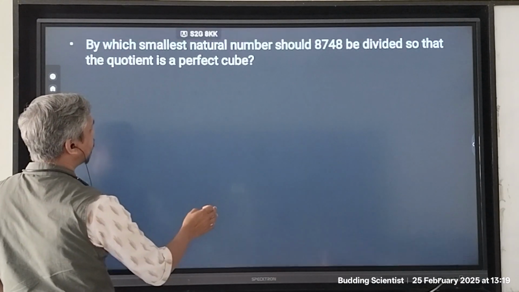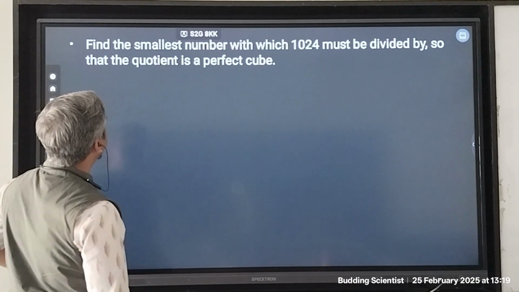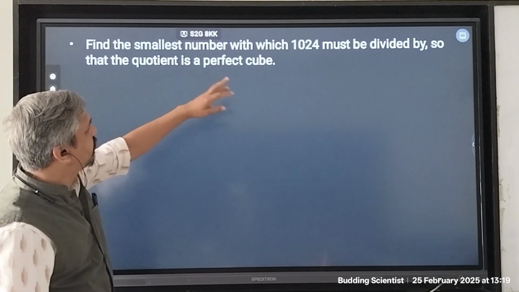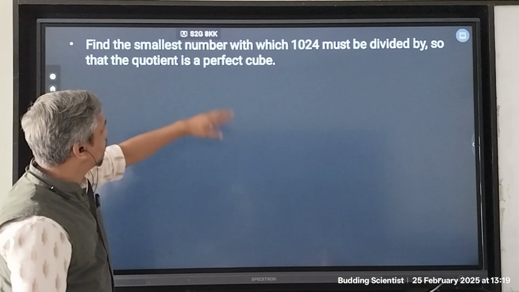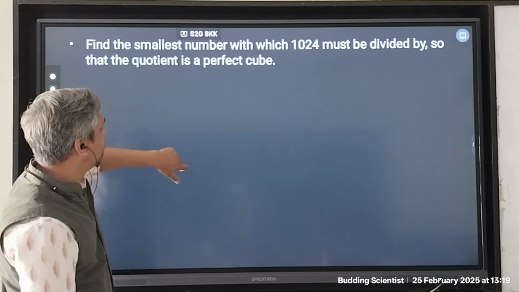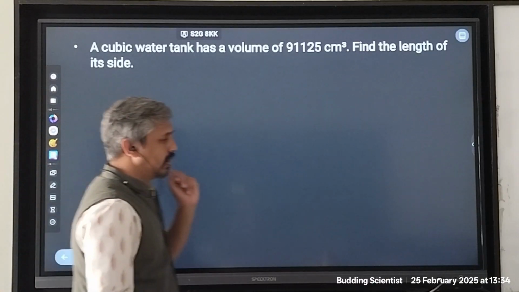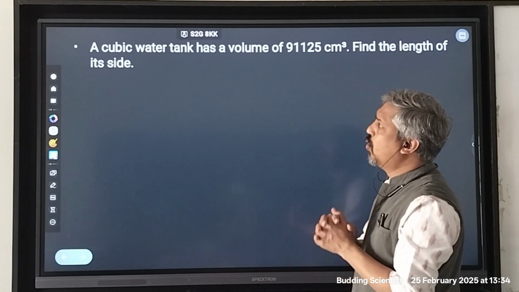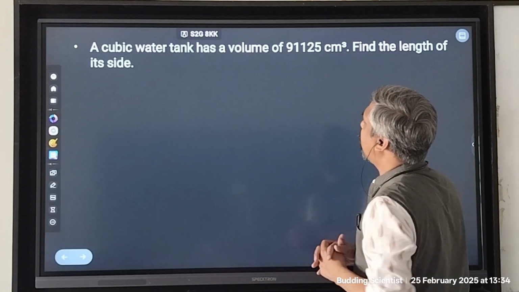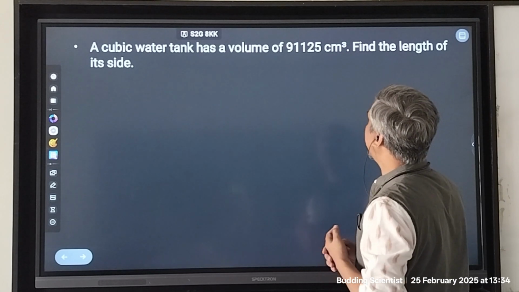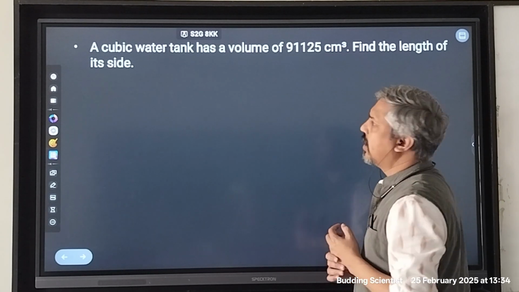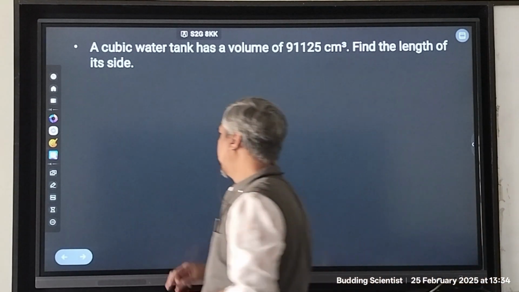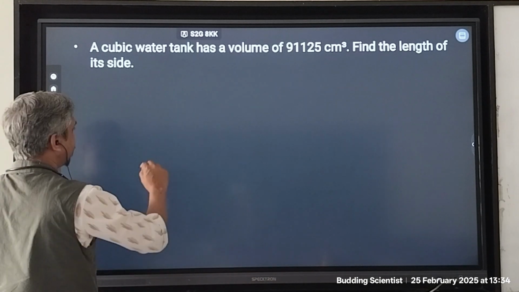Next question. By which smallest number should this be divided so that the quotient is a perfect cube? You can help yourself with that same question. Let us solve this question. A cubic water tank has volume of 91125 centimeter cube. Find the length of its side. Find the prime factorization.